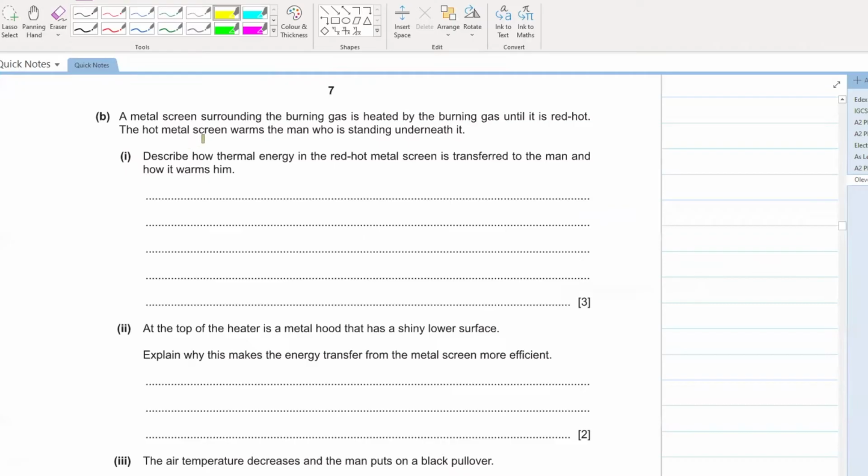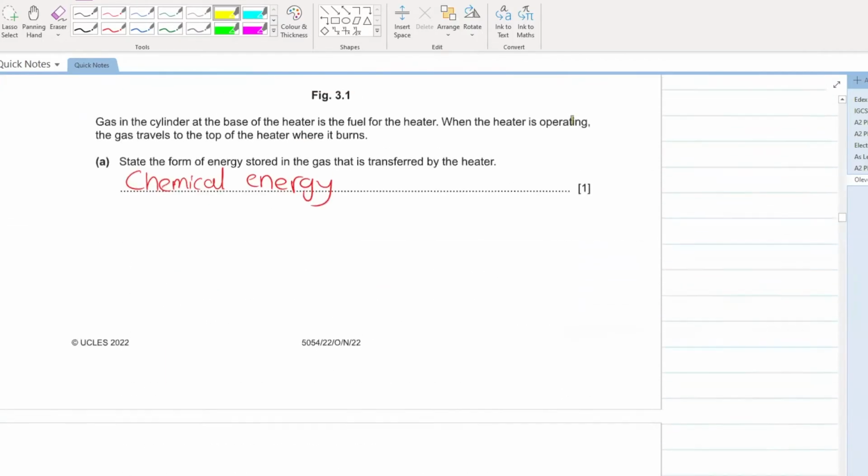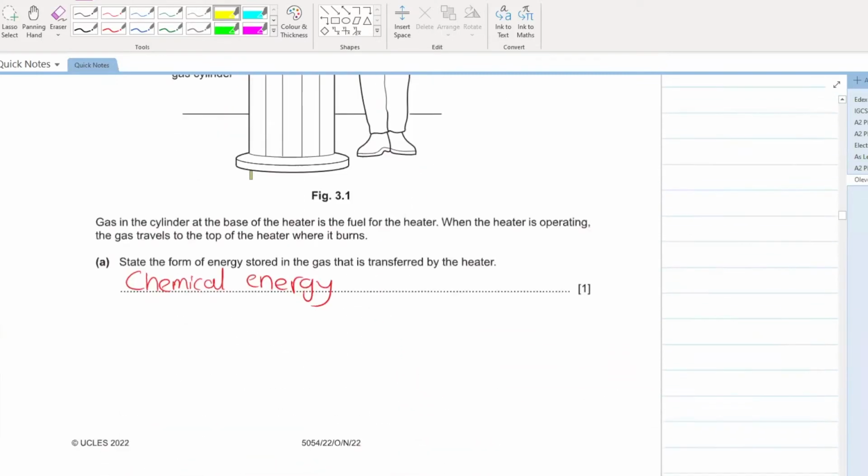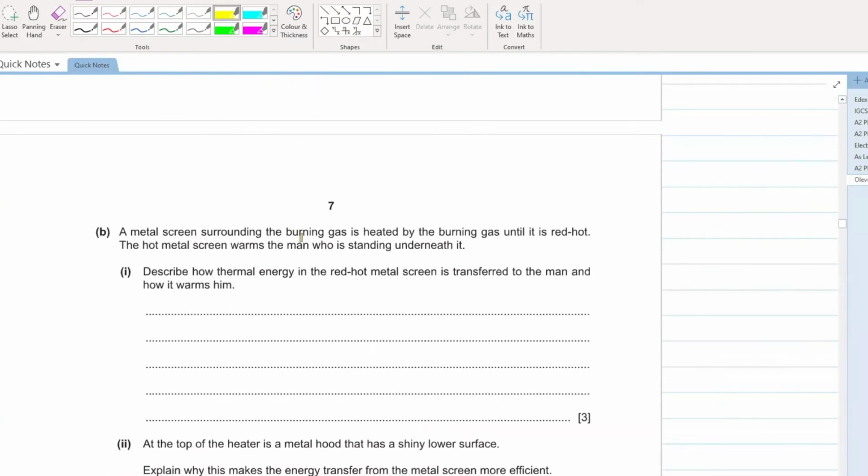Let's then move ahead. A metal screen surrounding the burning gas is heated by the burning gas until it is red hot. Perfect. The hot metal screen warms the man who is standing underneath it. Let's look at the metal screen. So where is the metal? This is the metal screen, this entire thing. This metal screen is surrounding the burning gas. The hot metal screen warms the man who is standing underneath.